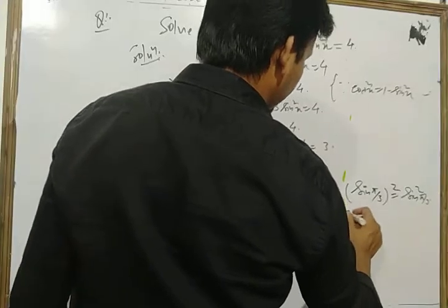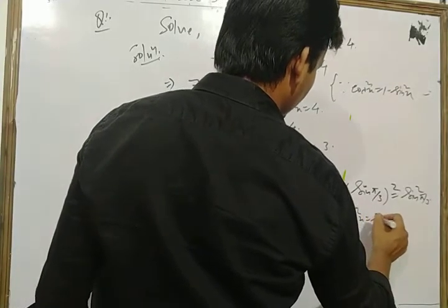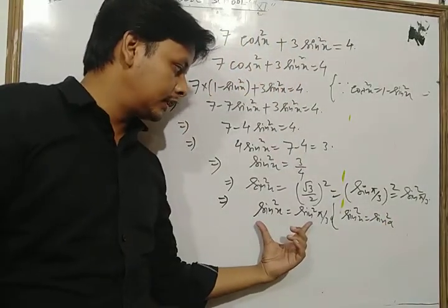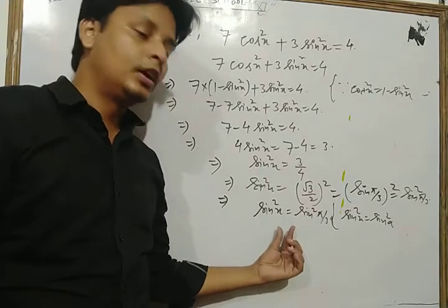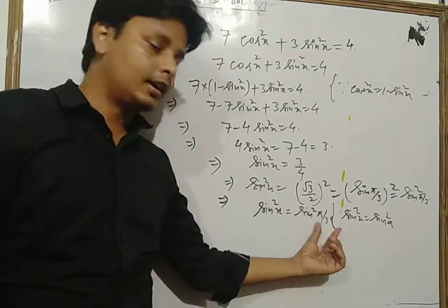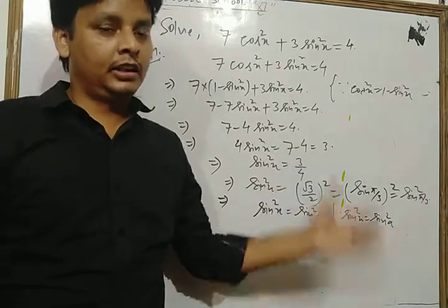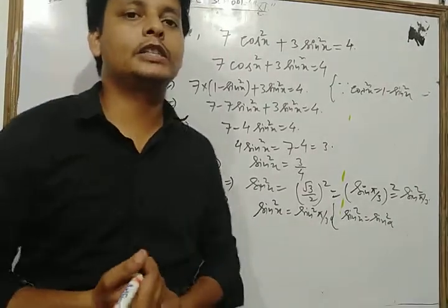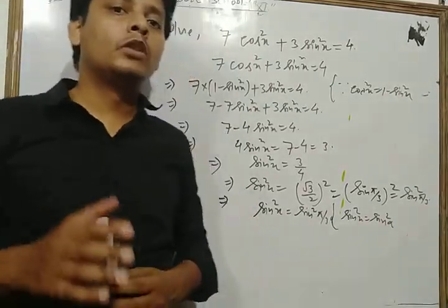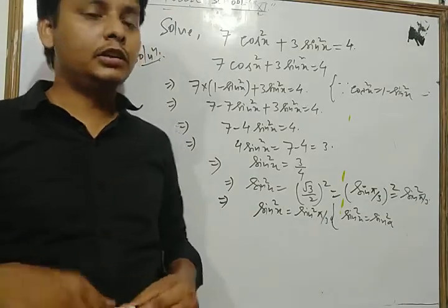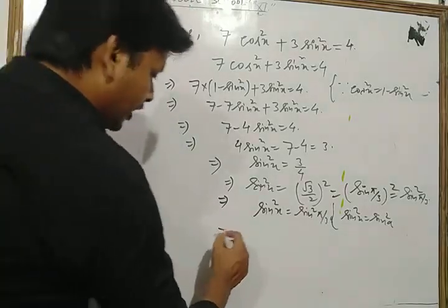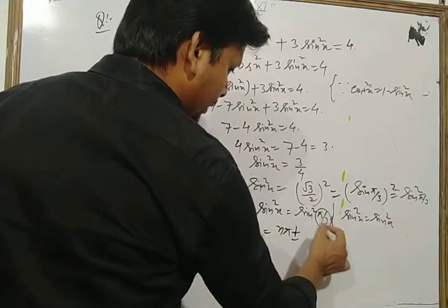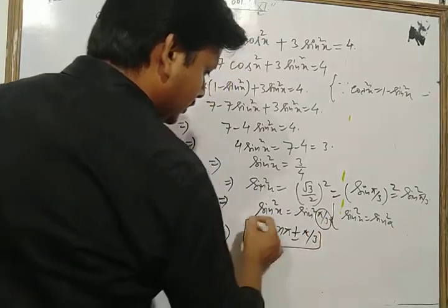This is the form of the trigonometric equation sin square x is equal to sin square alpha. Here alpha is pi by 3, and I just discussed the general solution of the trigonometric equation of the form sin square x is equal to sin square alpha: x is equal to n pi plus minus alpha. So here its general solution will be x is equal to n pi plus minus alpha, where alpha means pi by 3.